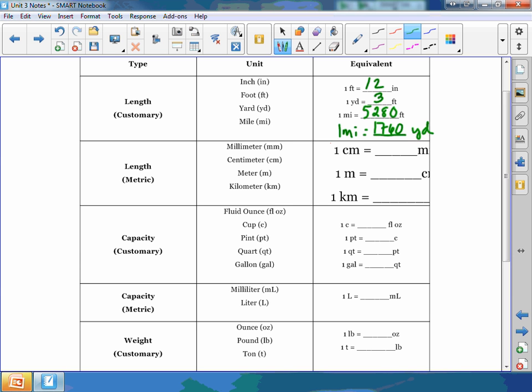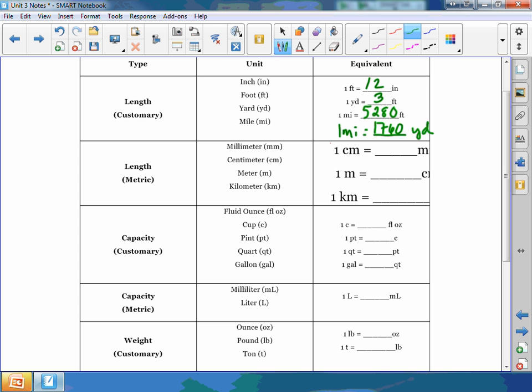So that was the customary form of length. Customary meaning we use these here in the States and virtually nowhere else in the world uses it, but the metric system is used by predominantly the rest of the world. So it's good that we know some of the basics of it. We should know it all, but we're just going to go with the very basics of it.